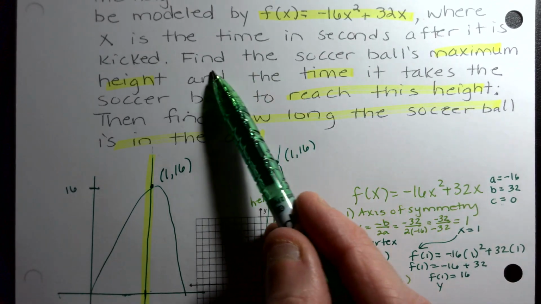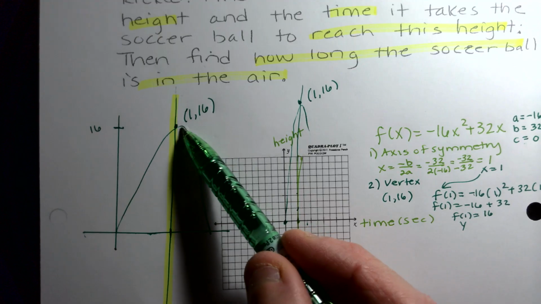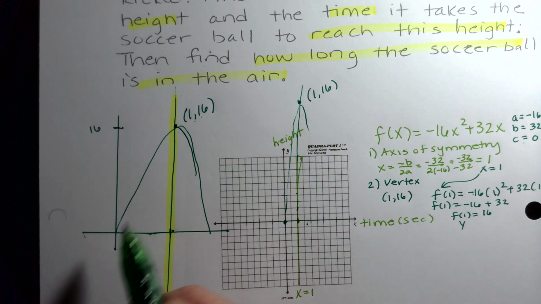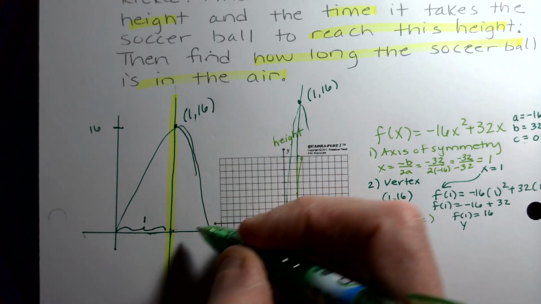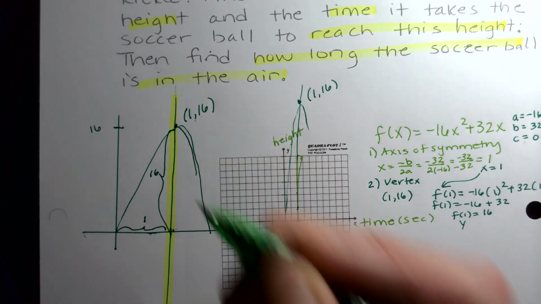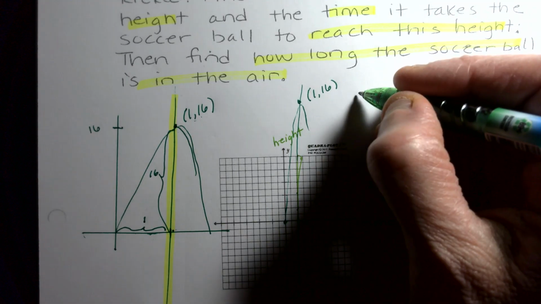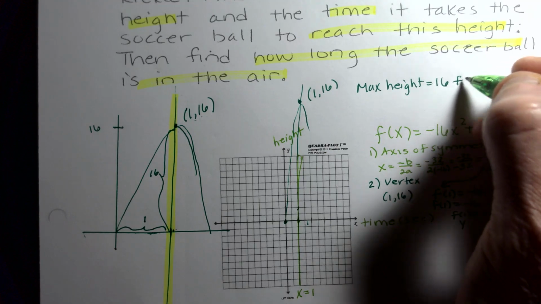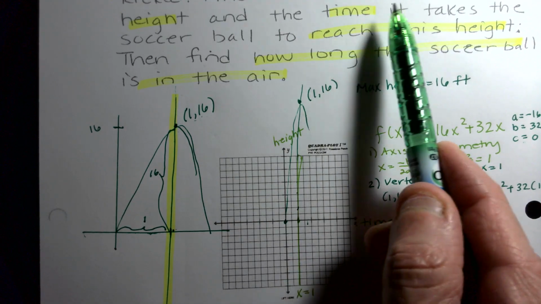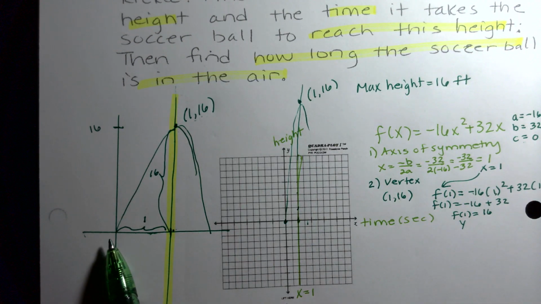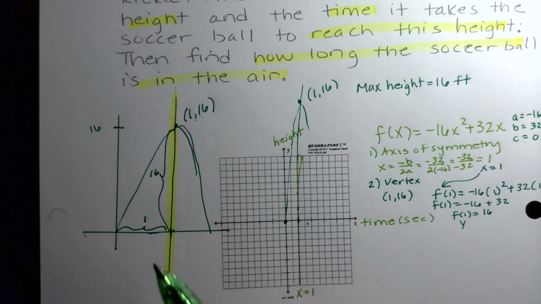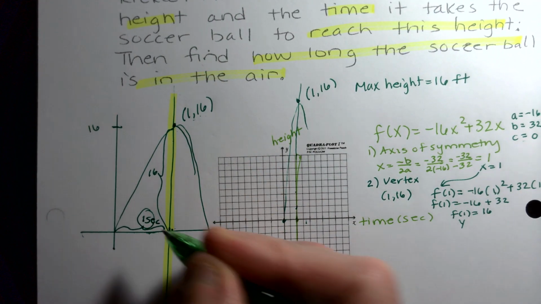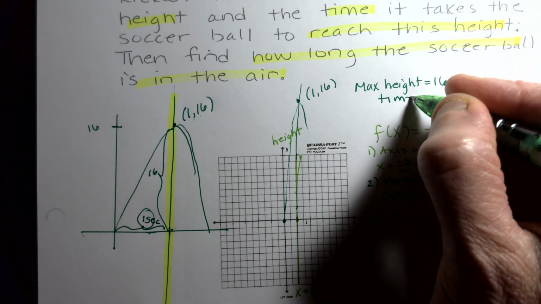Okay, let's find out what they asked. Find the soccer ball's maximum height. This is the maximum height, even though it doesn't look like it because my picture is terrible. How tall is it? Remember how you're getting 1, 16. You're going over 1 and you're going up 16. The maximum height is 16. What are we talking in here? Feet. Done with that. And the time it takes the soccer ball to reach that height. When it got to here, how much time ticked by? It's right there. 1 what? What's the unit in here? Seconds. So that time was 1 second.